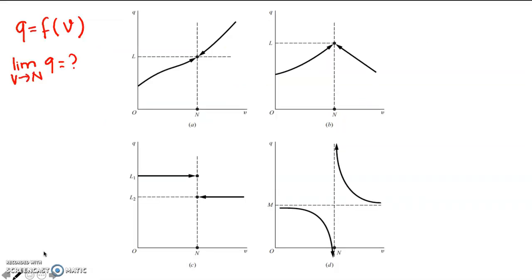So let's look at another example. Here we have 4 graphs that we will look at one by one, and I want to point out here that instead of x and y, we have v on the x-axis and q on the y-axis. So q is a function of v. And we are also trying to analyze the limit of q when v approaches n. The first graph here is a smooth graph, so don't get disturbed by the arrow. You can imagine that this is a smooth graph.